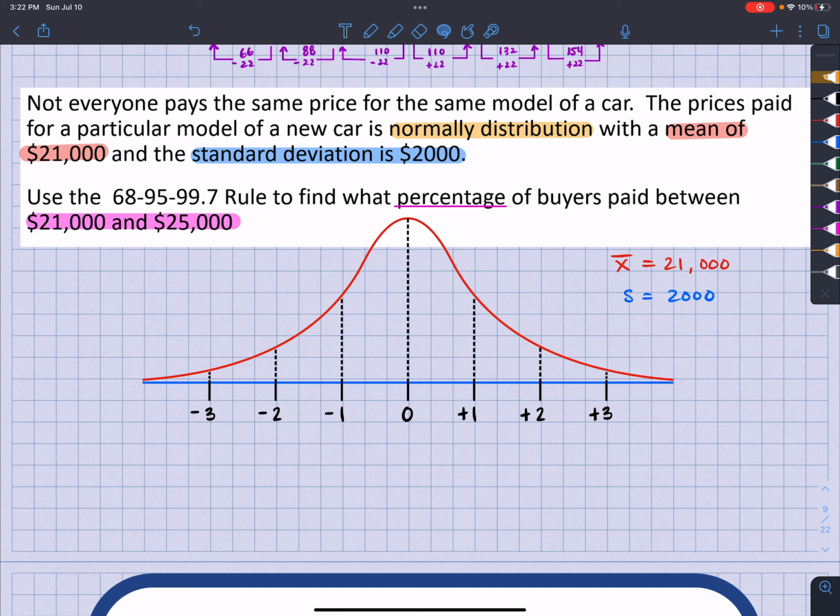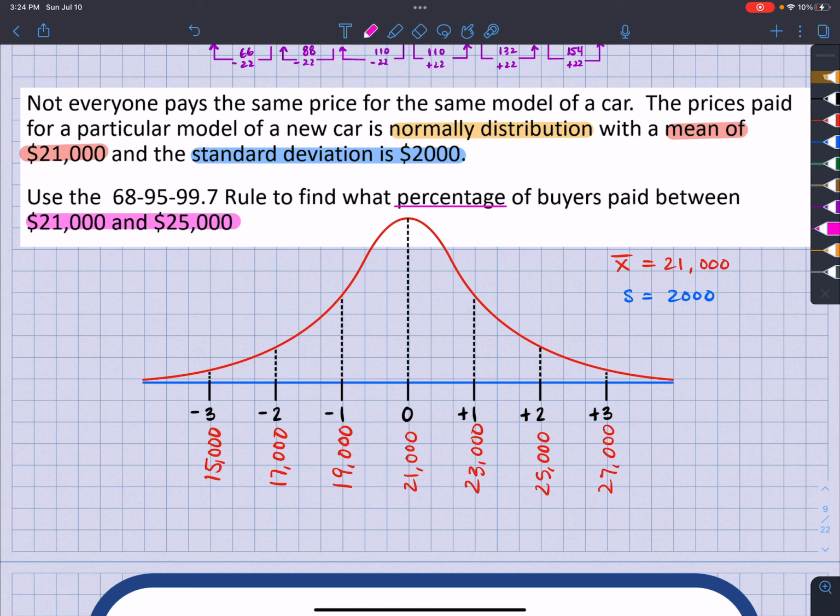So again, what is the mean? The mean is 21,000, okay? So that means this middle number here is 21,000. So if I add $2,000, that'll be 23,000. Add 2 more, it'll be 25,000. Add 2 more, it'll be 27,000. If I subtract 2,000 from the 21,000, it'd be 19,000. Subtract 2 more thousand, it'll be 17,000. Subtract 2 more thousand, it will be 15,000. Okay? So what it wants is, what is the percentage of buyers who paid between 21,000 and 25,000?